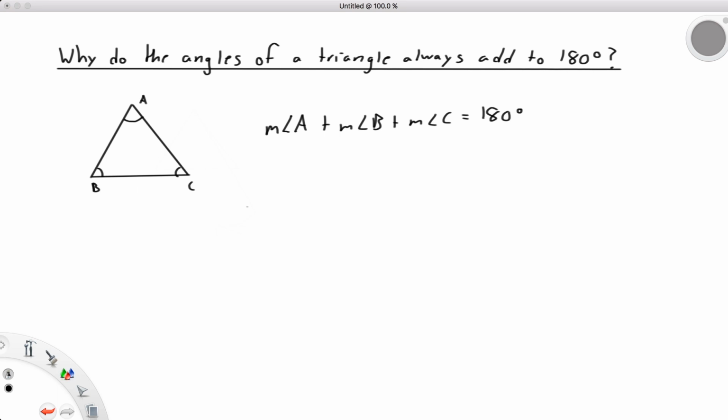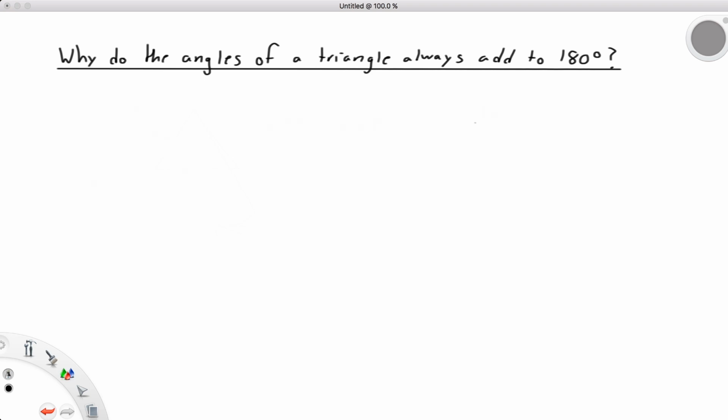And that's what we're going to get into today. Why do the angles of a triangle always add up to 180 degrees? Now there's a couple things that we need to be familiar with before we can demonstrate that this is always going to be true. And those have to do with parallel lines. There's two things that we have to know about parallel lines in order to demonstrate this to be true.